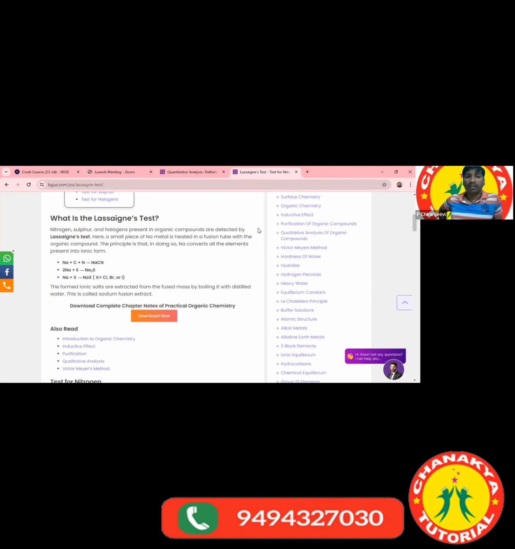In this one, detection of carbon and hydrogen is very easy. First, we take some amount of the organic compound and heat it with cupric oxide. In this process, carbon is converted into carbon dioxide and hydrogen is converted into water molecules.